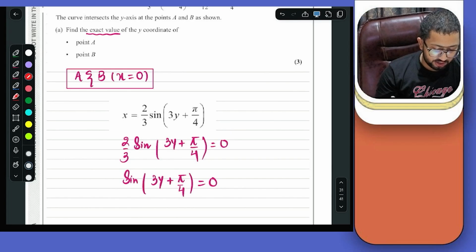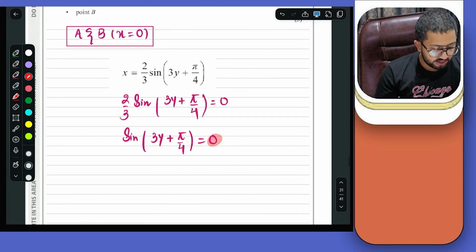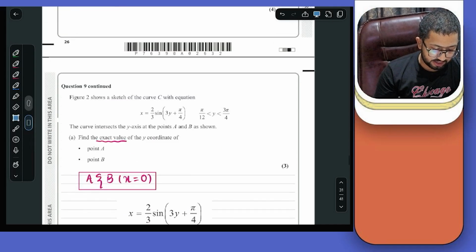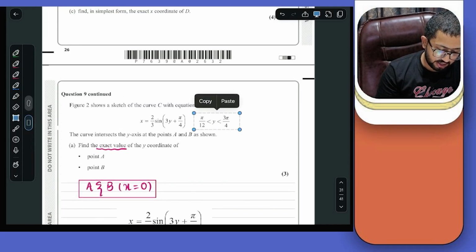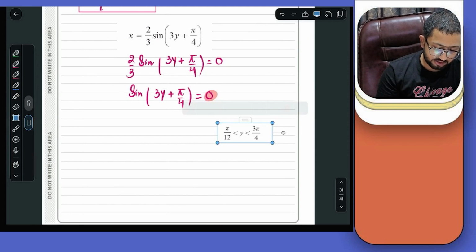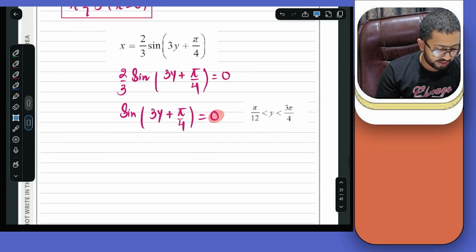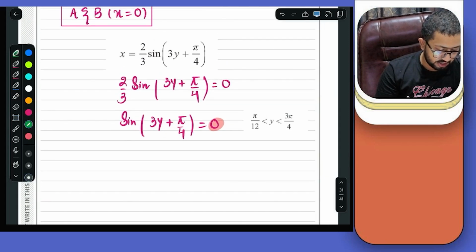On the right side, whenever you see 0, 1 and minus 1, you should know about the sine graph. I can't take the inverse until I make the same range. The problem is that we have 3y plus pi by 4 on one side and only y on the other.